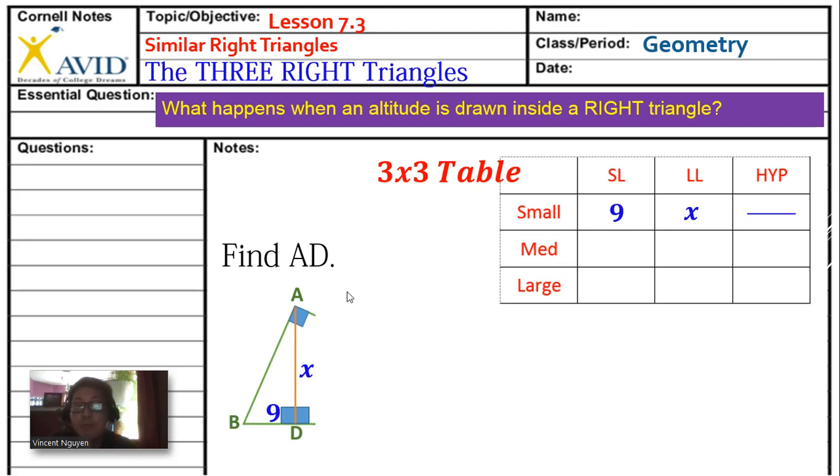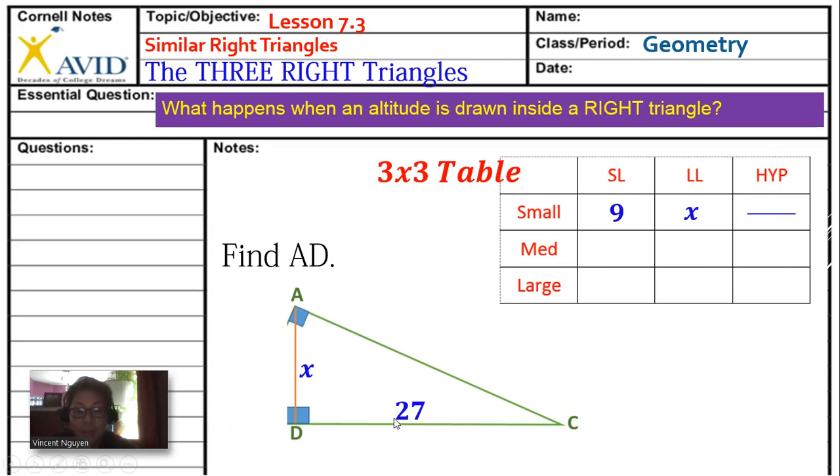Now I'm going to move my focus to the medium triangle. The labeling is still there. The medium triangle happens to have a short leg of X, the long leg of 27, and the hypotenuse again is unknown. So I'm going to write X, 27, and then blank.